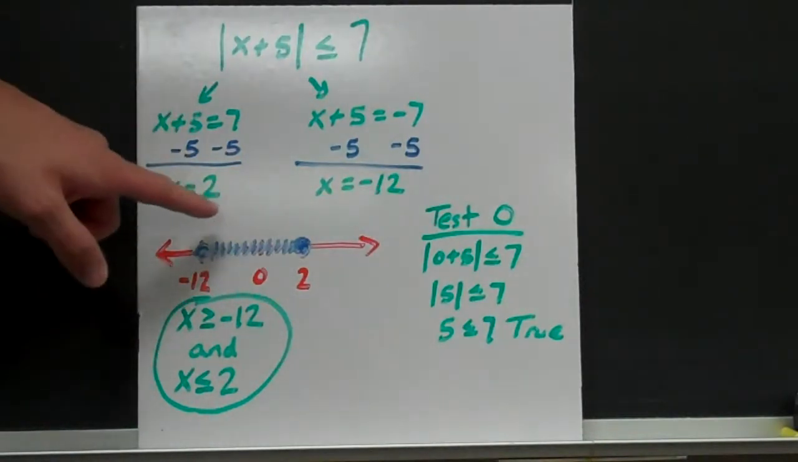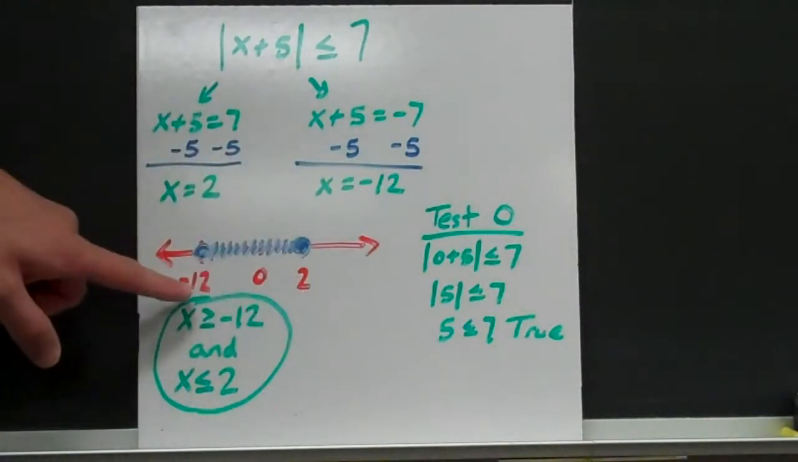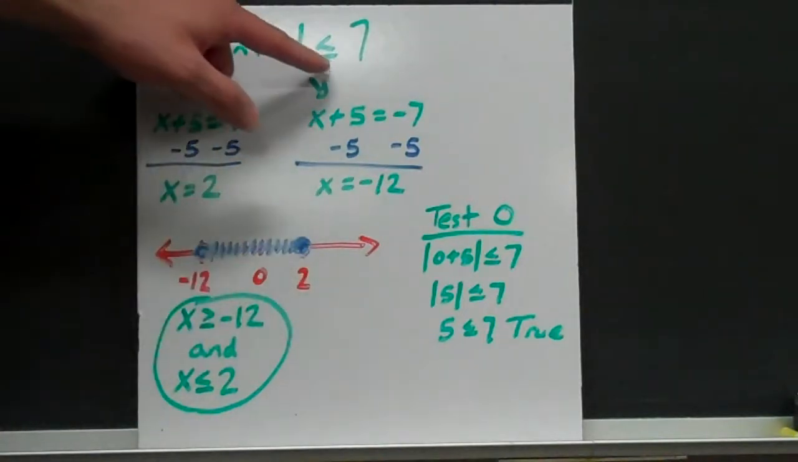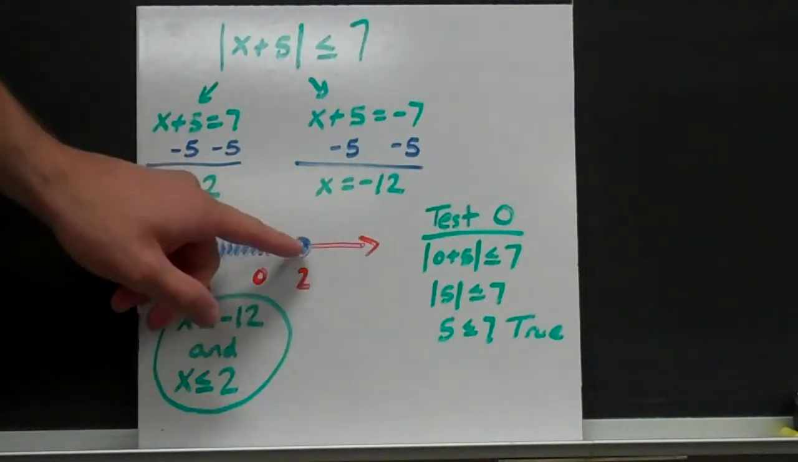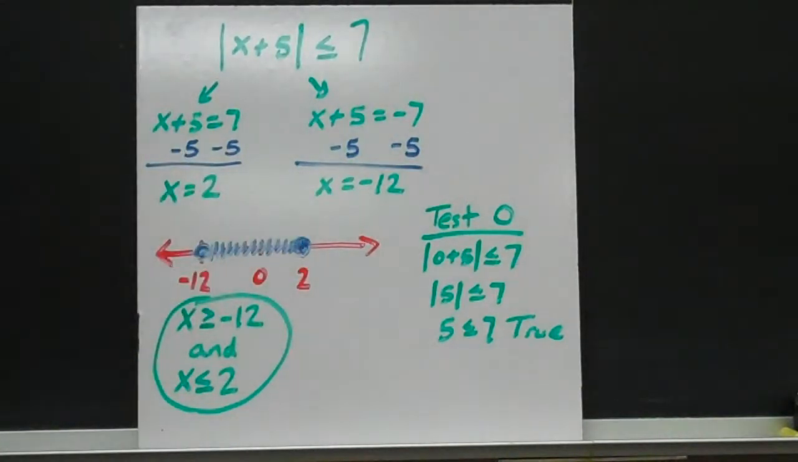So our boundary points are positive 2 and negative 12, and the circles are going to be filled in. They're going to be closed circles because of the equal to sign in our inequality. Once we have the boundary points labeled, we want to test a point. And I always like to test a point that's in between my boundary points. And 0, if it's in between, is usually the easiest point to test.